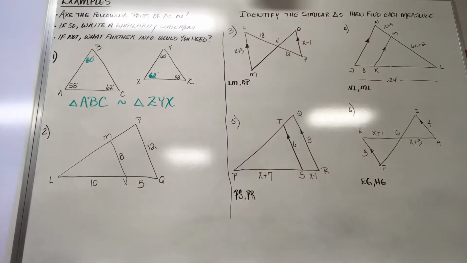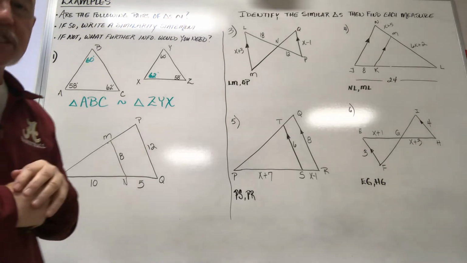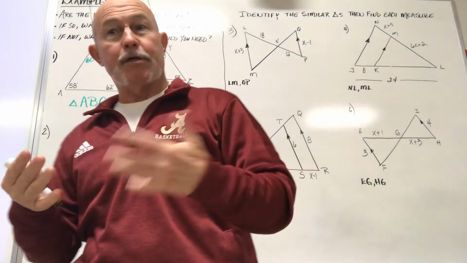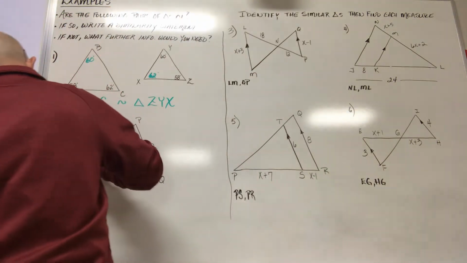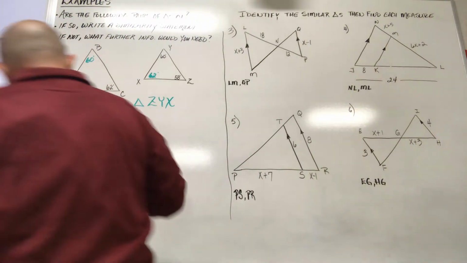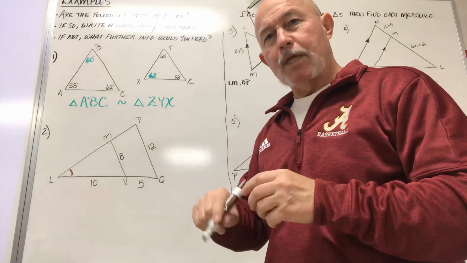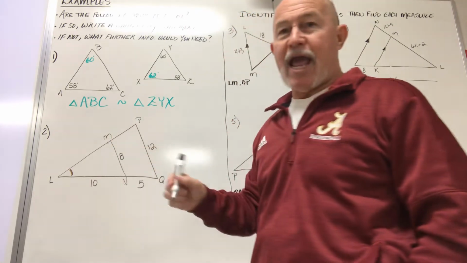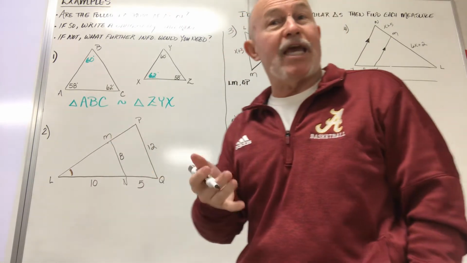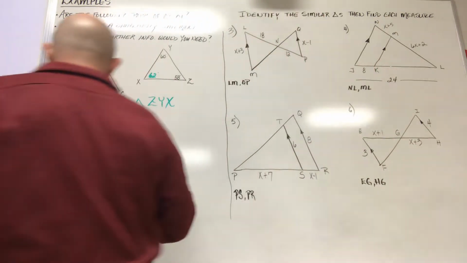Down here, triangles L and M, LQP. We've got to look to see if they are similar. Well, we've got the one common angle there, but it doesn't tell us these are parallel. So we don't have any more angles, and we don't have the third side, so we can't check to see if they are in proportion. So this is quite simply no.